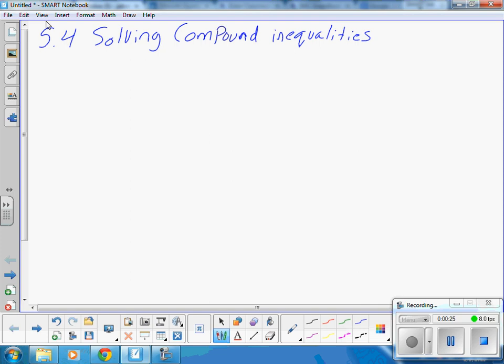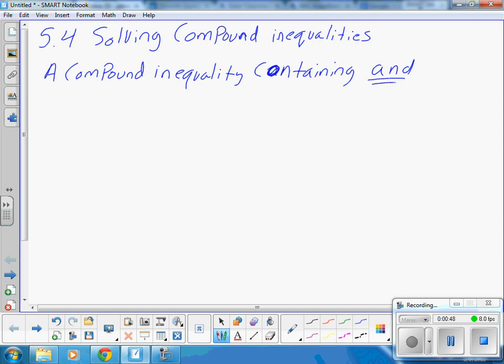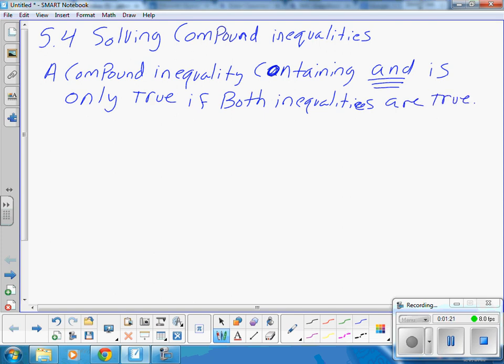Okay. A compound inequality containing "and" is only true if both inequalities are true.